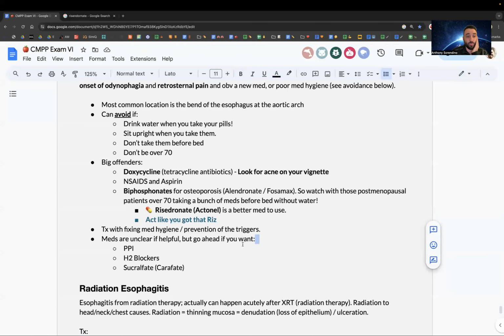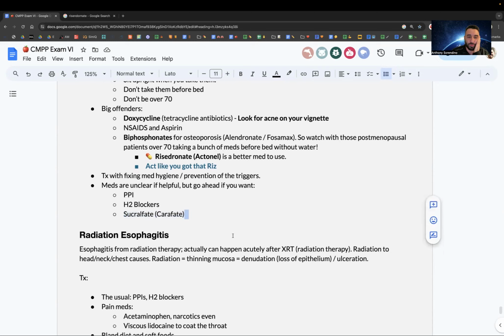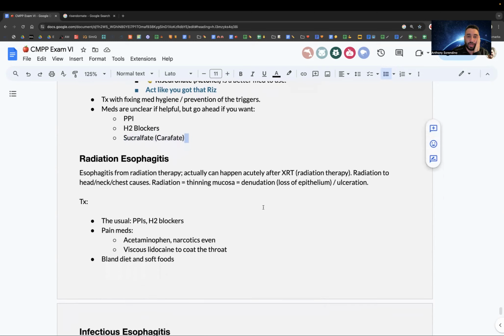So again, you're going to treat with fixing med hygiene. So drink water, etc. Prevent the triggers. Meds are unclear if they're helpful, but you can try them if you want. Sucralfate is on there with PPIs and H2 blockers.